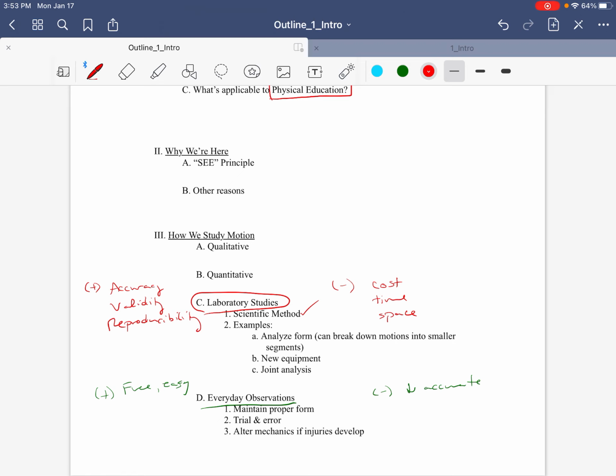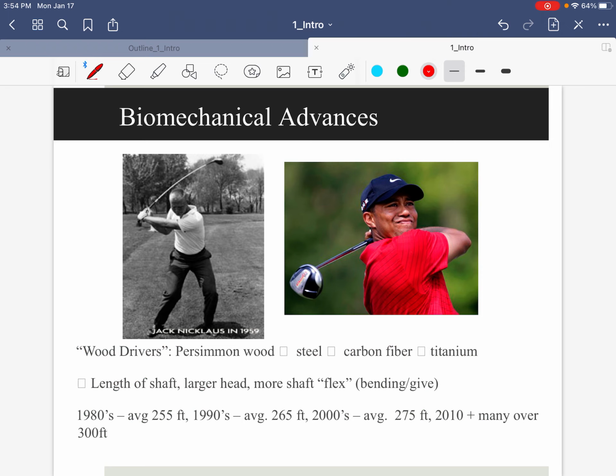Examples in kinesiology. So we just went over the steps of the scientific method. And the beauty of this video is that you can pause it or rewind if you needed to write those down. And so be able to give some examples of how we could study kinesiology using a scientific method. We could analyze form like a biomechanical analysis. So it's not necessarily just the form of the golf swing, but it's also the materials of the golf club and how that has changed.